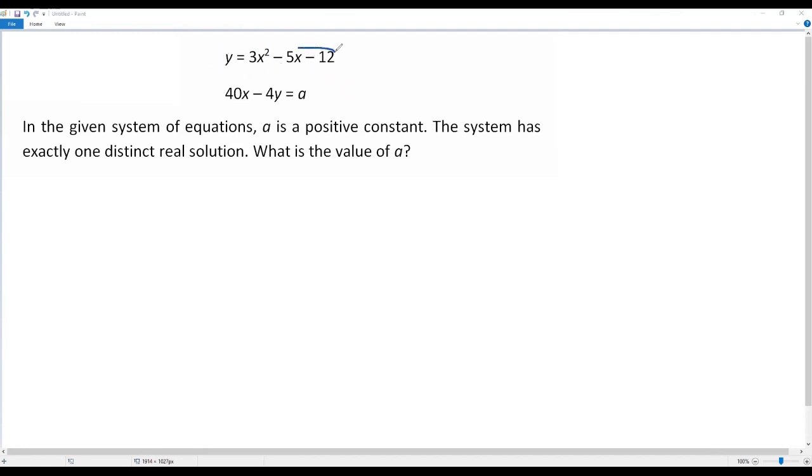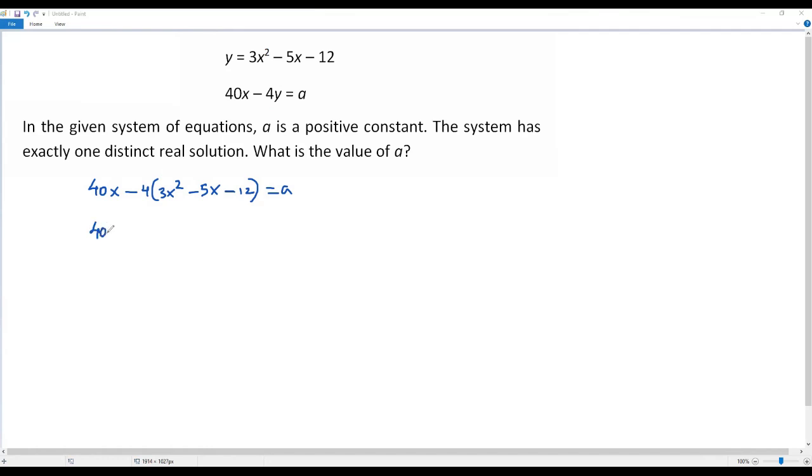Now, what we can do is plug in this quadratic expression for y in the second equation. Then I am getting 40x minus 4 times, for this y we can plug in this expression, that is 3x squared minus 5x minus 12, equals a.